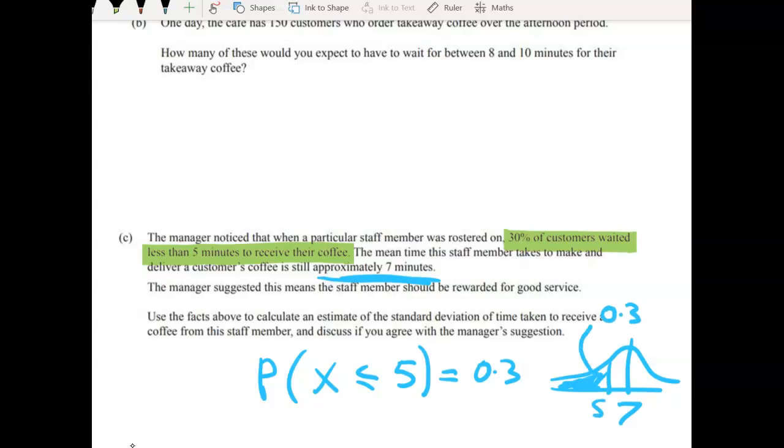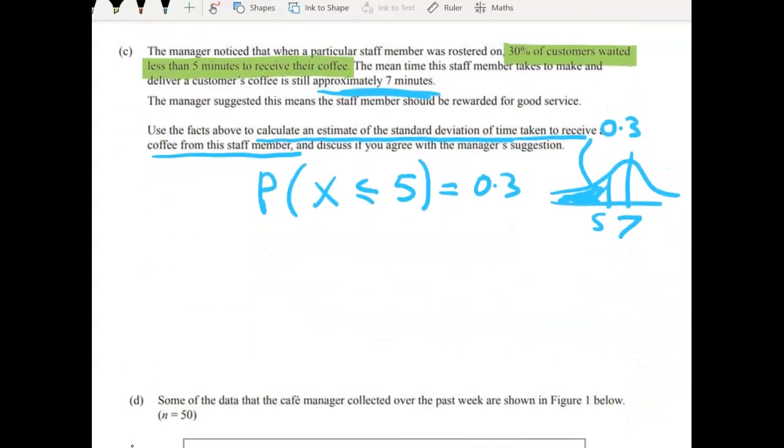And the manager suggests that the staff member should be rewarded for good service. So calculate an estimate of the standard deviation of the time taken to receive a coffee and see if you agree with the manager's suggestion. So we're going to work backwards in this problem to figure out sigma. Okay, so just a preview of how we're going to do that. And we know that Z is equal to X minus mu over sigma.